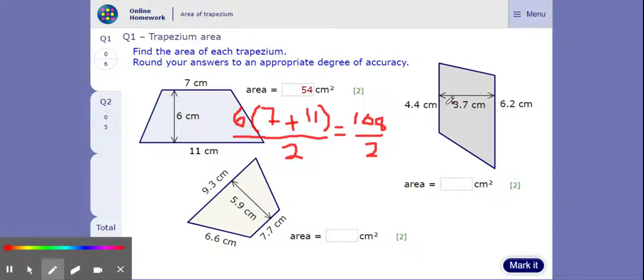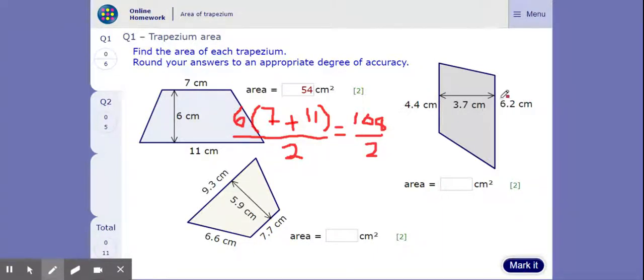If we look at this one next, this is still a trapezium, although this line seems to almost point a different way to what you might expect. You might usually expect it to look a bit more like that, but it's still a trapezium. It still satisfies the rules of a trapezium. It's got 4 sides and it's got a pair of parallel lines. Therefore, it's a trapezium. So we add up the parallel sides.